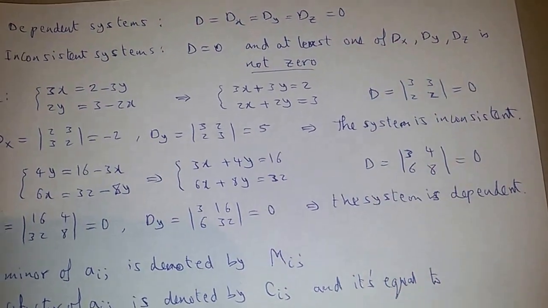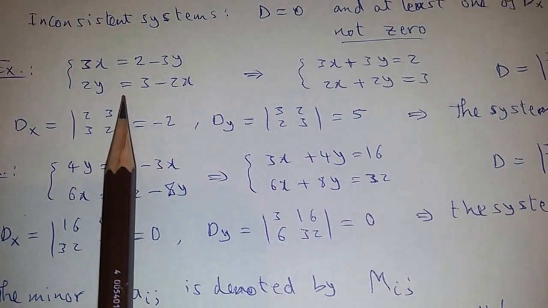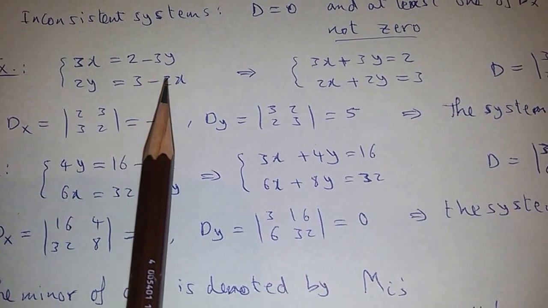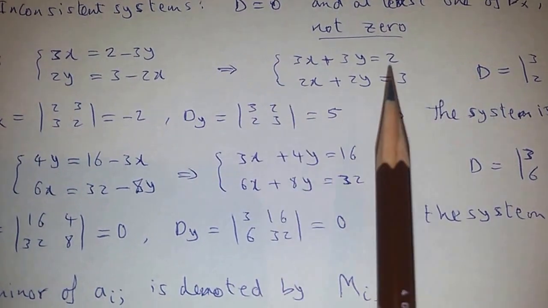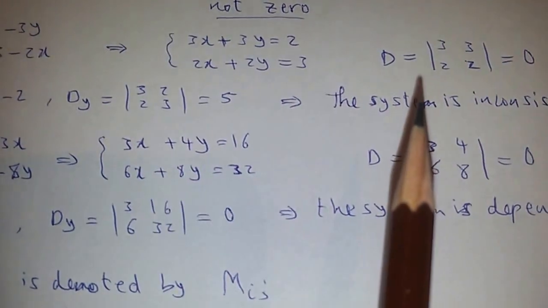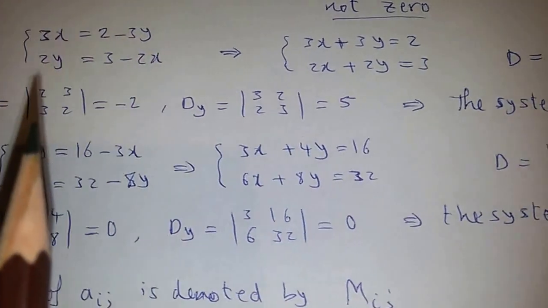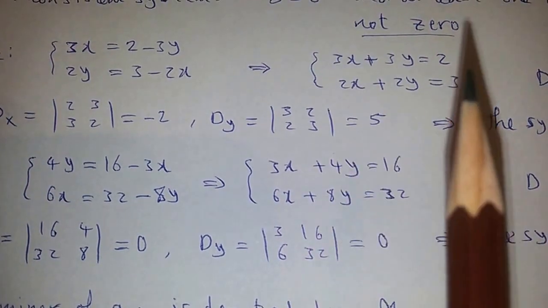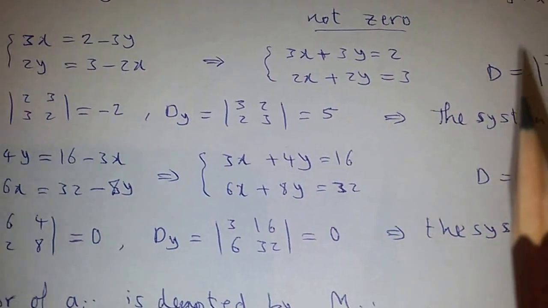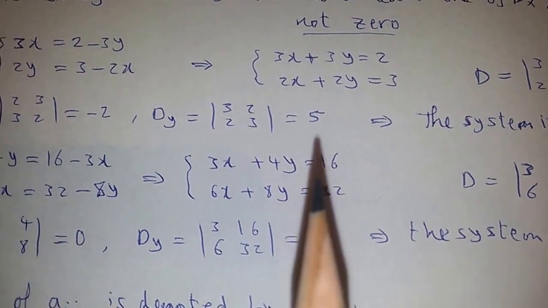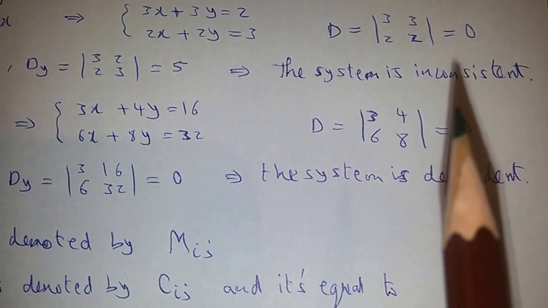You can have more than one of them different than 0. So for example, this is a system. To solve this system using Cramer's rule, I have to write it in standard position. So I'll take 3y to the other side and 2x to the other side, and I write it this way. That's the standard position. Now this would be D, 3, 2, 3, 2, it is 0. Dx would be, replace the first column by 2, 3, it is negative 2. Dy would be, replace the second column of D by 2, 3, it would be 5. These two are different than 0. D is 0, so the system is inconsistent.